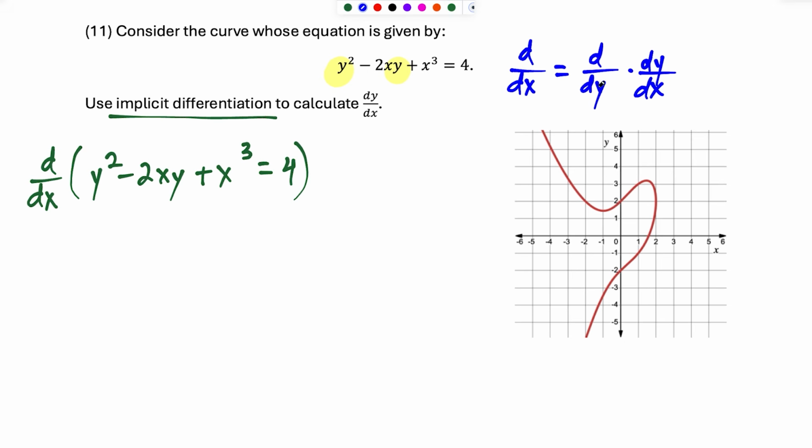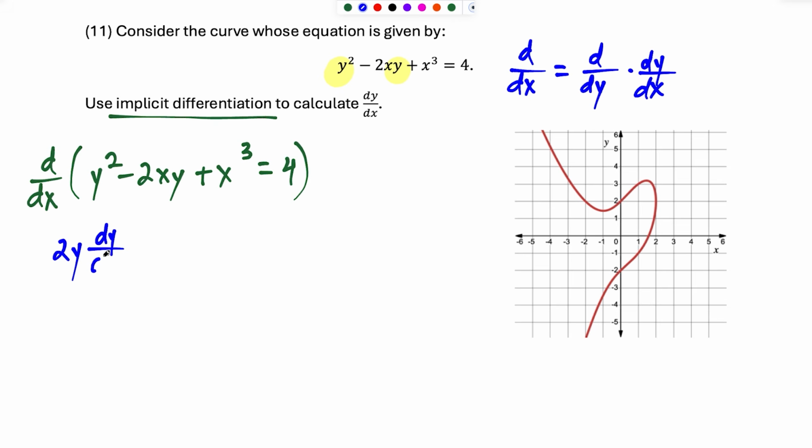This is the chain rule, where we're using the chain rule as an operation. We're taking the derivative with respect to x, so we're going to do this instead. Let's apply that here. We take the derivative of y squared with respect to y, and we get 2y, but then we have to multiply by dy/dx.